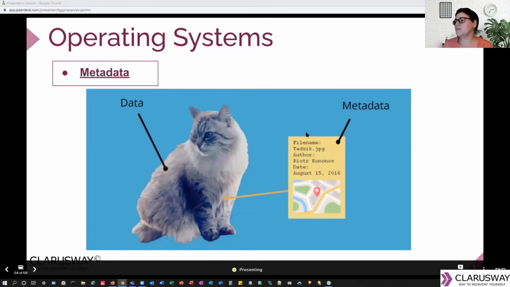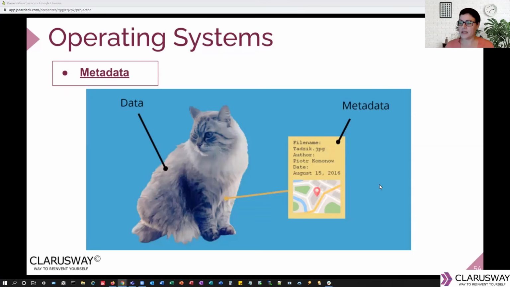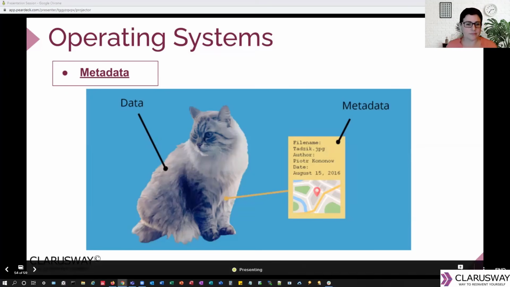And that information can be the file name, the author, the person who created the file, the date the file was created. We talked about geolocation. A lot of times when you take pictures with your phone, a geocode is embedded into the file. You don't see that, right? But that's there. It's metadata.